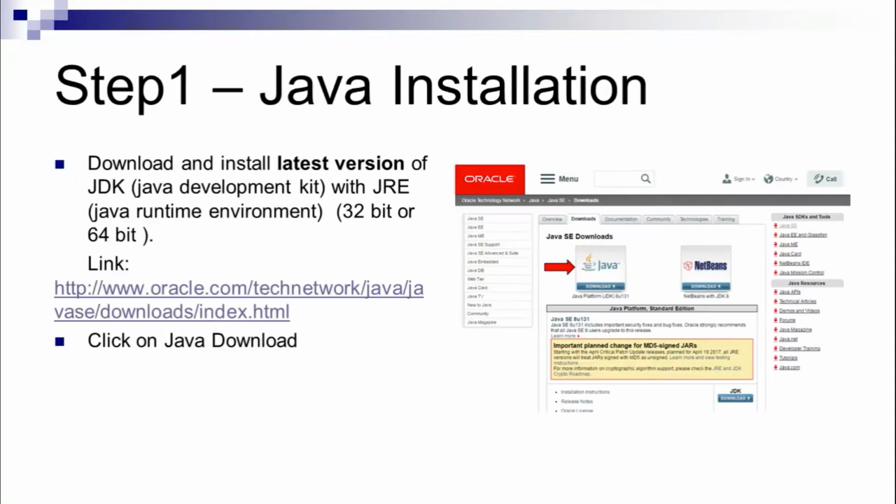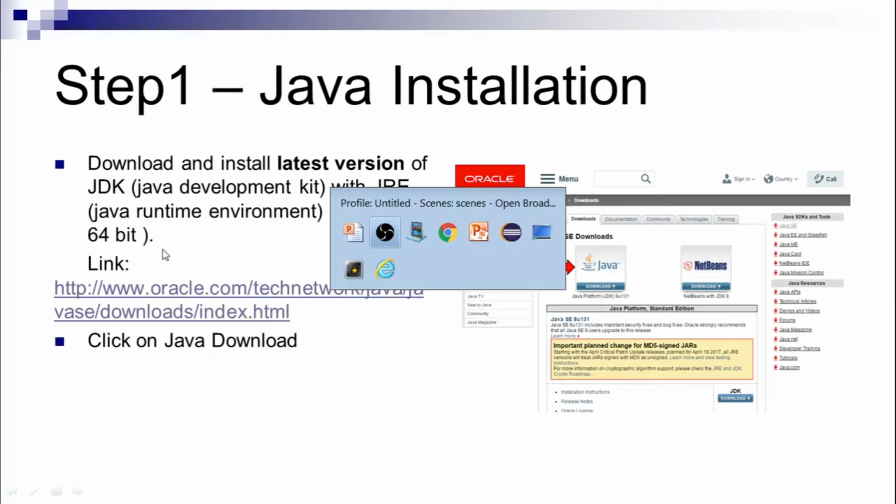Okay, so step number 1 is the Java installation. So we have to download and install the latest version of everything, be it Java, be it your Eclipse, or be it your Selenium jars. So I'm gonna go directly to Chrome now because I'm not gonna go through each and every slide of this PPT here. So let's go to Chrome.